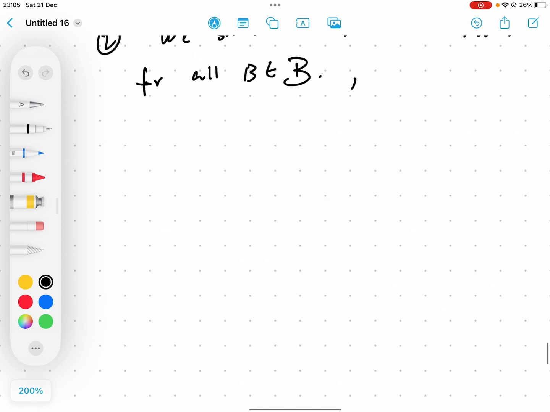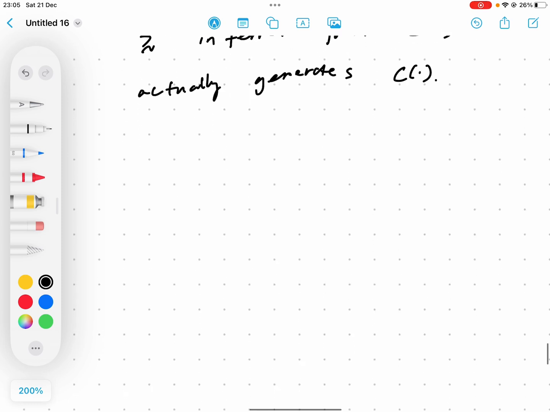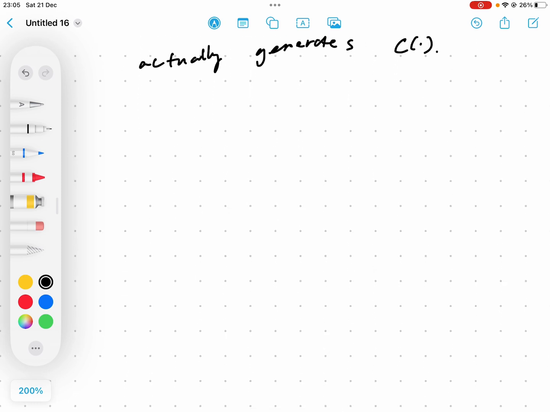Okay, and that is, this revealed preference relation inferred from this choice map C actually generates C itself. All right. So intuitively, this looks sensible. It makes sense. So then, formally, how do we show this? Right. So again, we will show this in 2 steps.